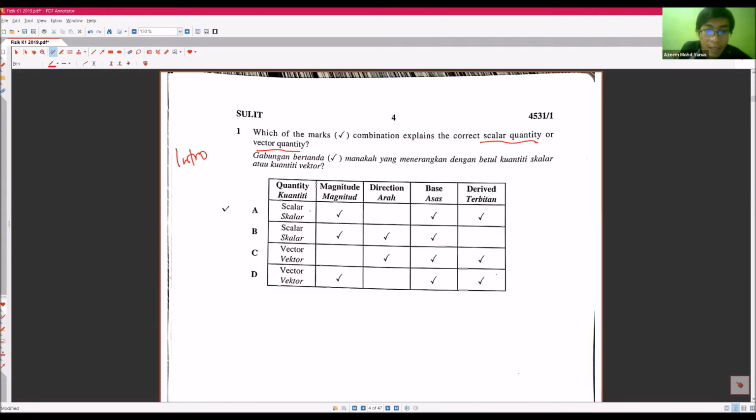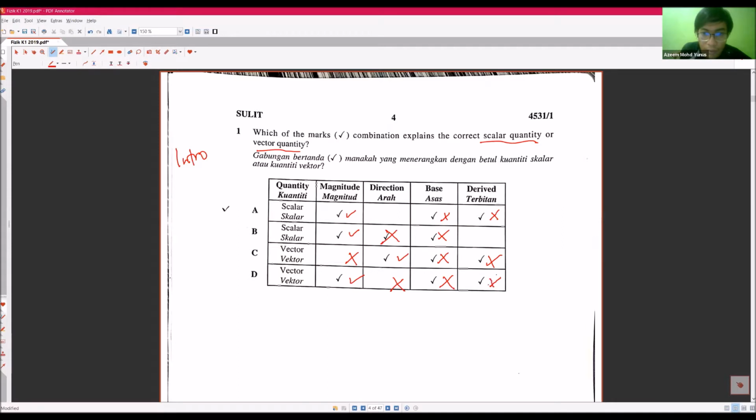If it's a scalar quantity, it must have magnitude and doesn't have direction. That doesn't mean it's a base quantity, and doesn't mean that it must be a derived quantity as well. So this is not correct. Scalar quantity, magnitude, this is wrong. This is wrong. Vector quantity, direction, must have magnitude as well. So this is not a vector quantity, and derived is not. Doesn't mean it's a vector quantity. Magnitude and direction must be present. Base is wrong.